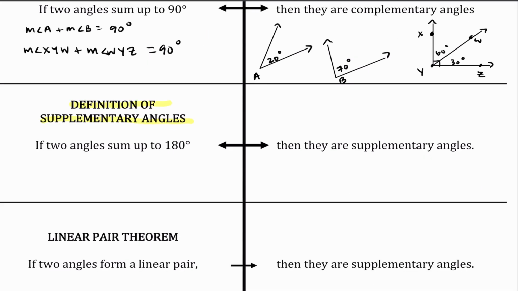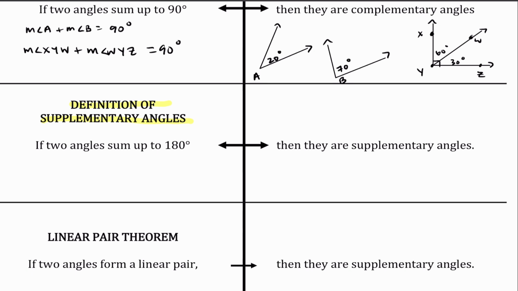Definition of supplementary angles. Basically the same idea as the definition of complementary angles, but instead of 90 degrees, we have 180 degrees. It is a definition, so the statement goes both ways. So if two angles sum up to 180 degrees, then they are supplementary angles. Or if they are supplementary angles, then the two angles sum up to 180 degrees.